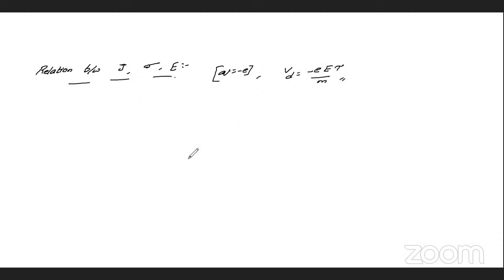Next one, the relation between current density J, conductivity sigma, and electric field E. Here we know the electron is a negative charge, so Q is nothing but minus e. We are discussing this negative electron only, and the drift velocity Vd is equal to minus e E tau divided by m. This is your drift velocity.